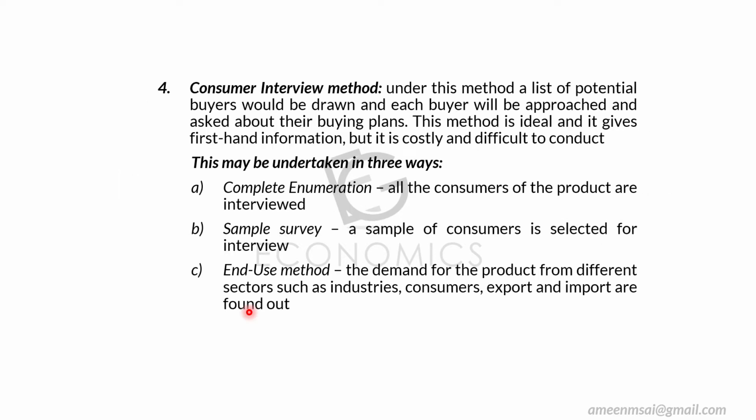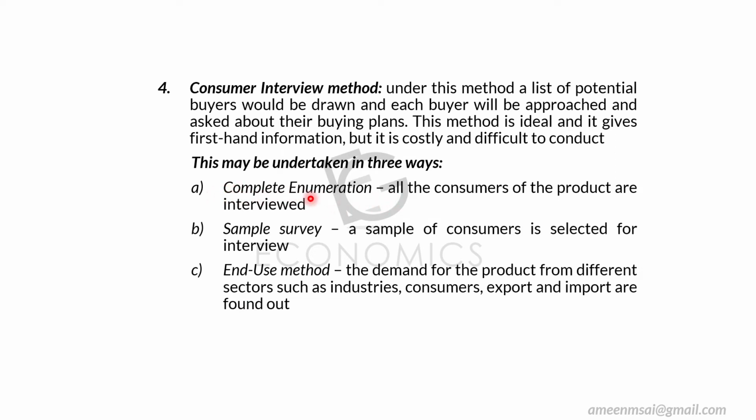The fourth one when it comes to the survey method is the consumer interview method. Simply, the company will contact the consumer and ask questions about his buying plans and his future plans, and in that way you can get the data for forecasting your demand. The consumer interview method can be of three ways. It can be of complete enumeration. What is complete enumeration? The first point, complete enumeration.